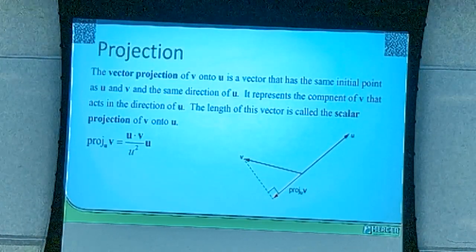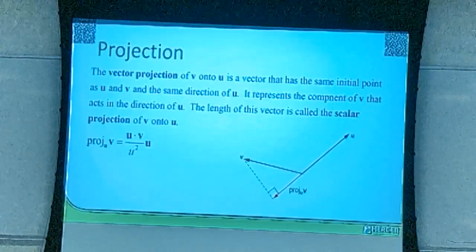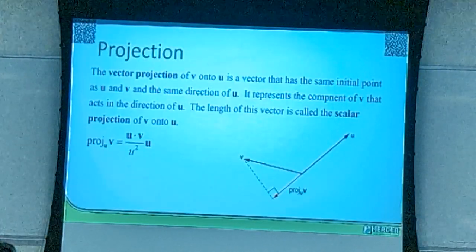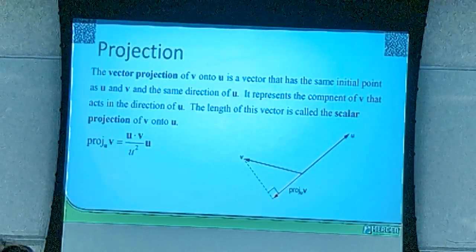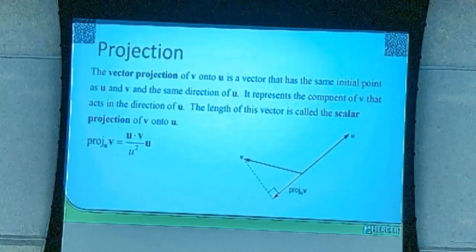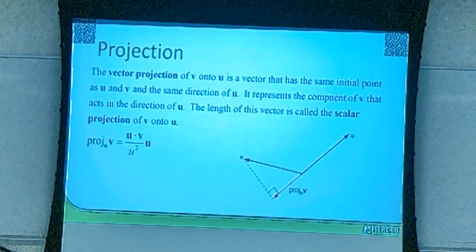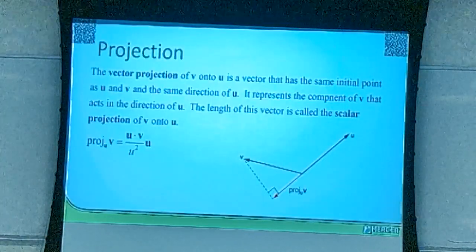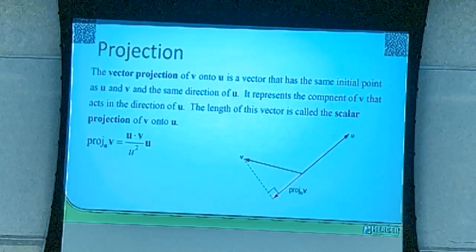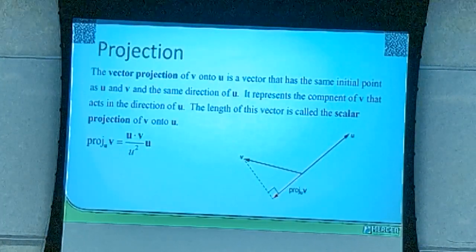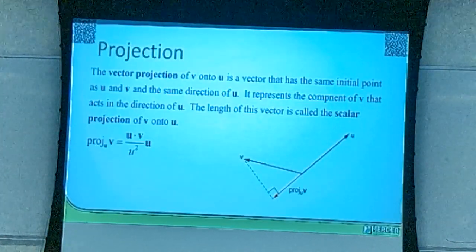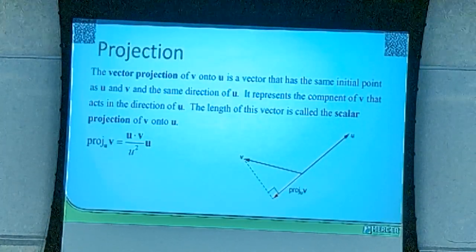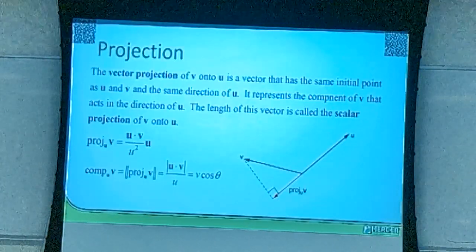Projection of V onto U: U dot V over the magnitude of U squared, times U. Oh, sorry, usually U on the V. Sorry for that. And obviously its magnitude.